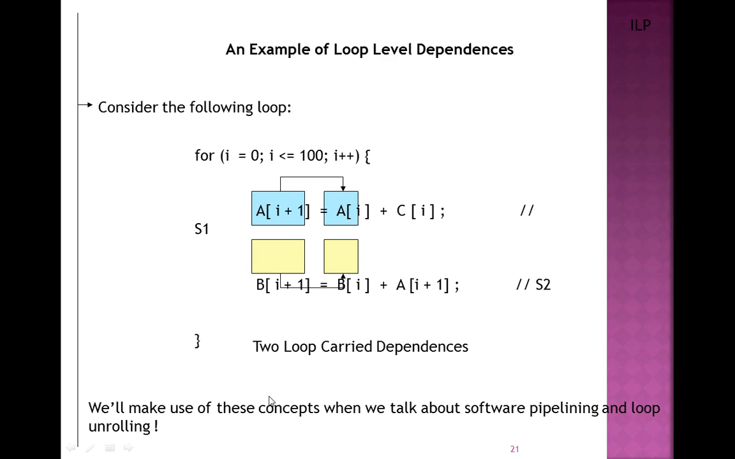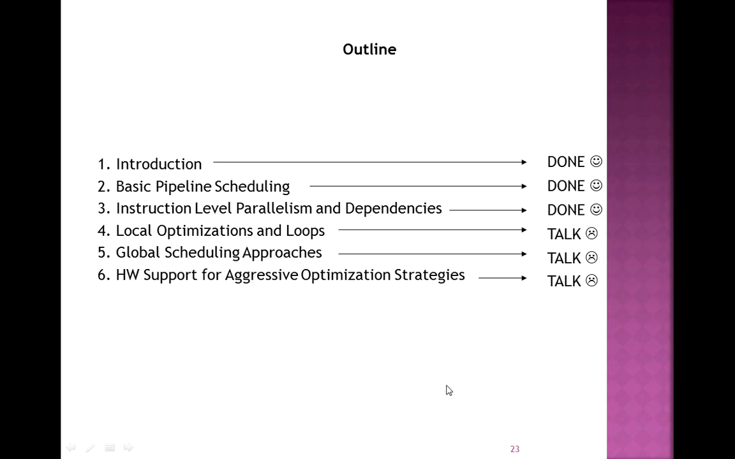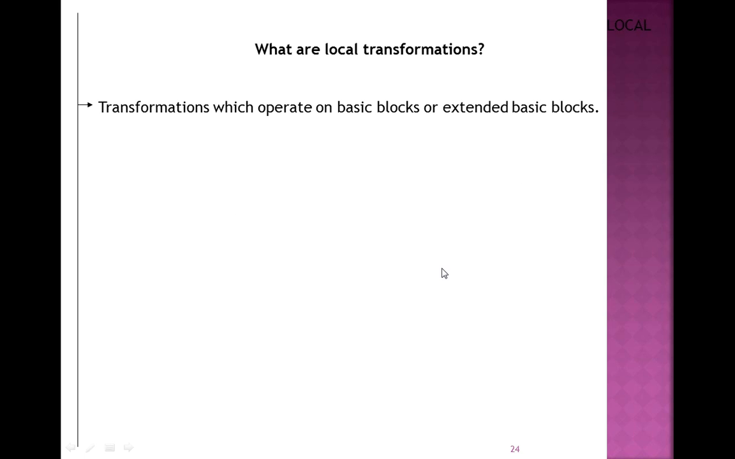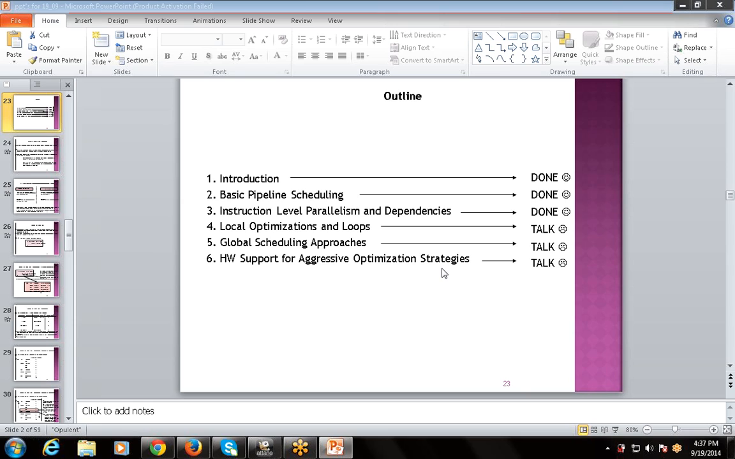This is the next example. This is a loop carried dependency. We will make use of these concepts when we talk about software pipelining and loop unrolling. Now, what are typical transformations? In detail, high level, low level, as I told you again. So this is also done. Three topics are done. Now the fourth topic is local transformations and loops.